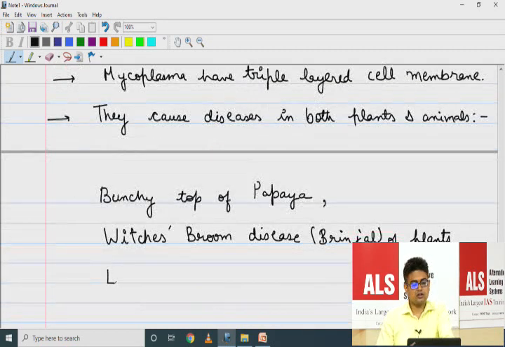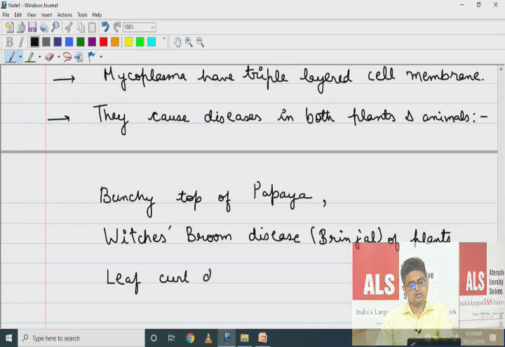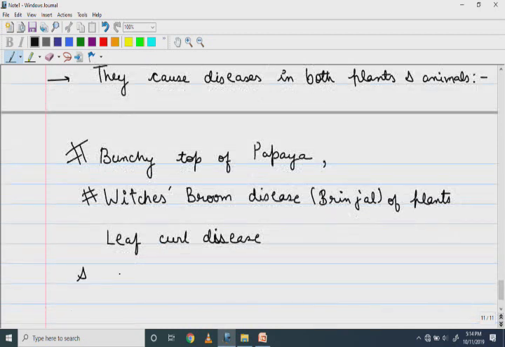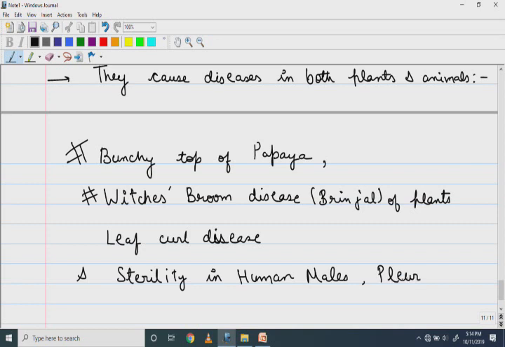Then there is leaf curl disease of plants. But bunchy top of papaya and witch's broom disease are most asked. Leaf curl disease, and sterility in human males. This is an animal disease. And PPLO causes pleuropneumonia in cattle. So these are animal diseases: sterility in human males and pleuropneumonia of cattle. These are the diseases caused by mycoplasma.